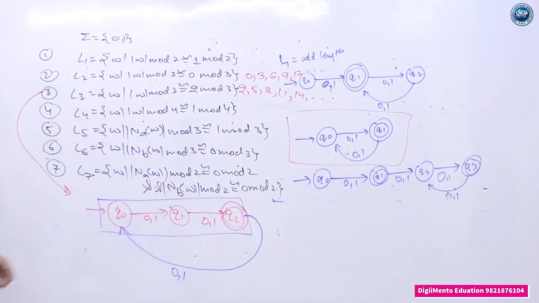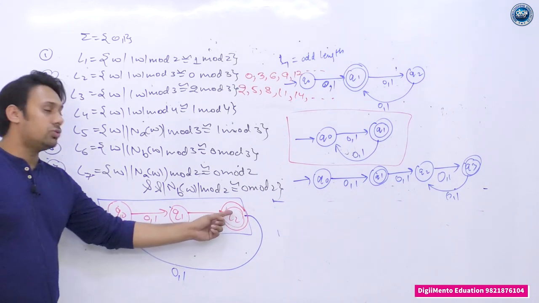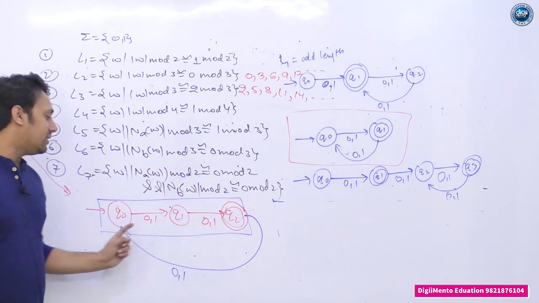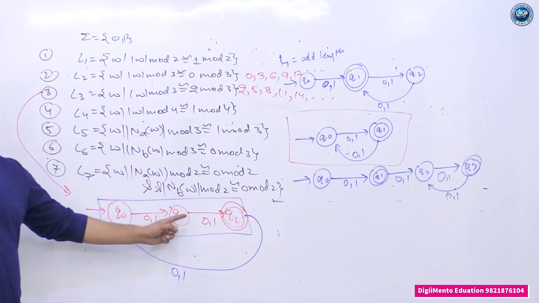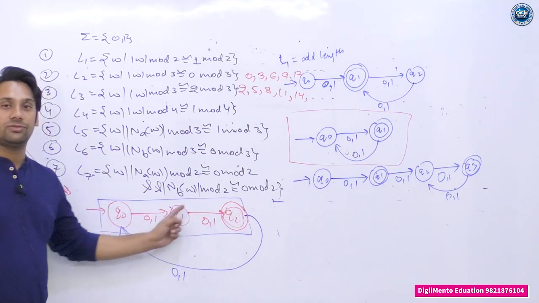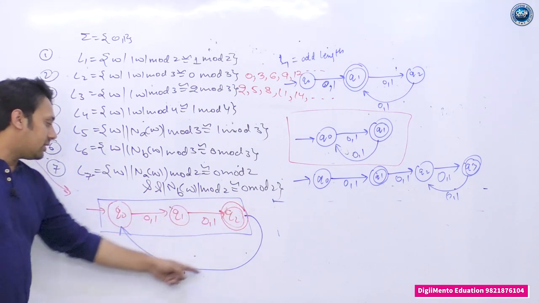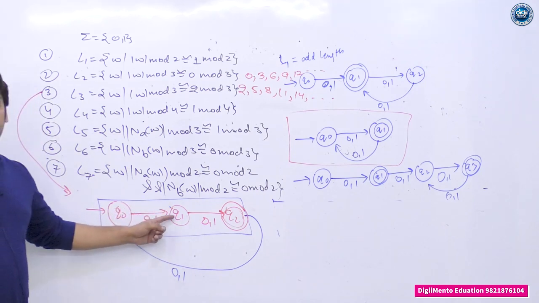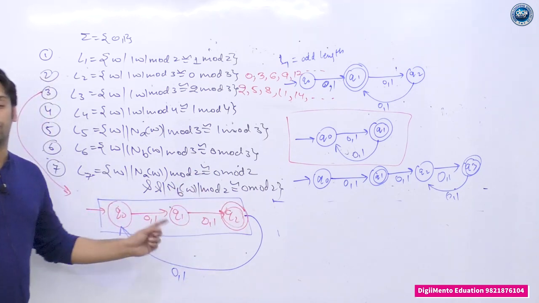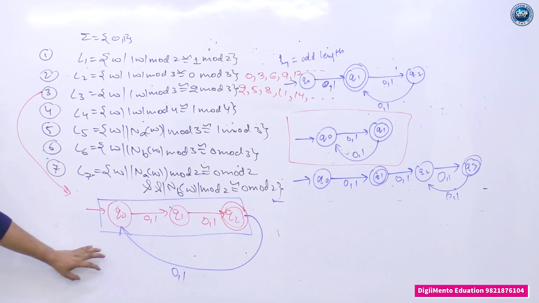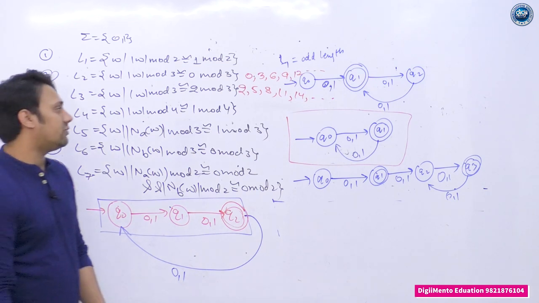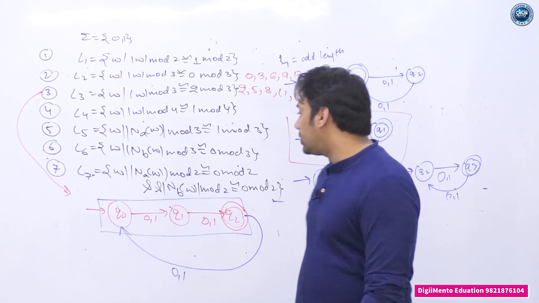So now what we'll say is, length 1 is not accepted, length 2 is accepted, length 3 not accepted, length 4 not accepted, length 5 is accepted, length 6 not accepted, length 7 not accepted, length 8 is accepted, and so on. So whenever we have a string whose length gives remainder 2 when divided by 3, then all those strings are accepted. So I hope that you understood this part.